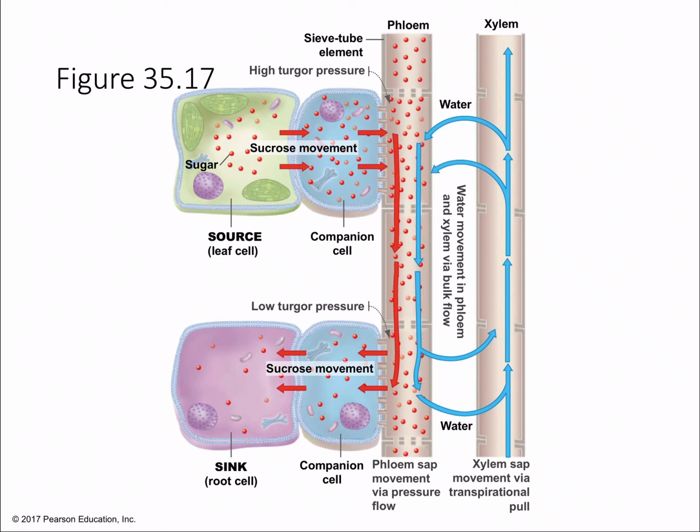What that does is it draws water out of the xylem, and through pressure flow and bulk flow here, the sucrose is going to move out of the phloem to the companion cell to the sink, and the water is going to move back out into the xylem and go up the plant. So it's essentially like the phloem is hijacking some of the water from the xylem to push sucrose more quickly into the sink cells, in this case the root.